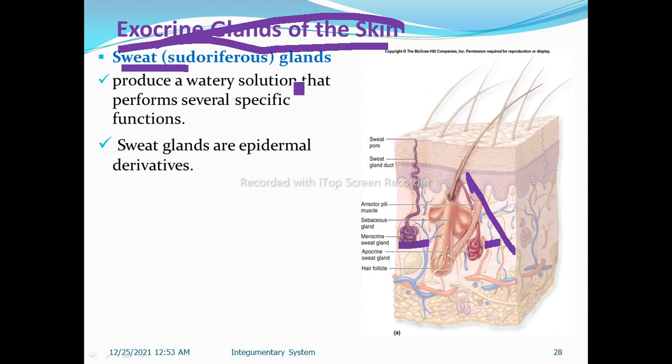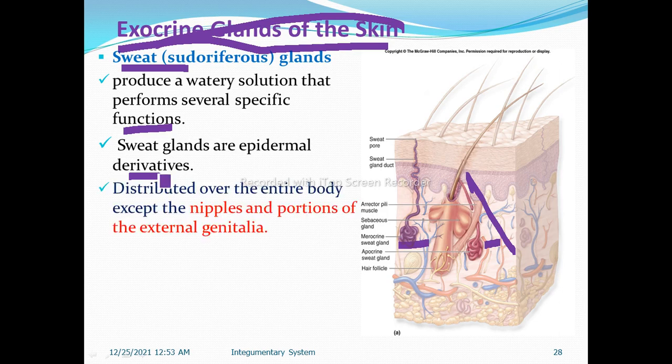Sweat glands produce a watery solution that performs several specific functions. Sweat glands are epidermal derivatives; they are derived from the epidermis. They are distributed over the entire body except the nipples and portions of the external genitalia, that means the glans penis. Except the glans penis and nipple, sweat glands are found all over the body.